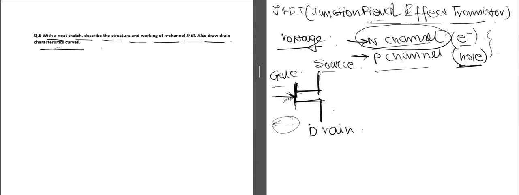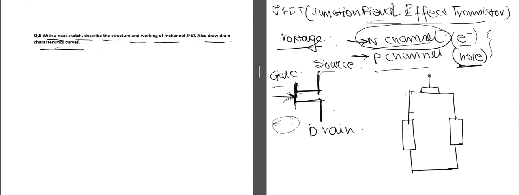Now let us draw the N channel JFET. As I have said, the channel will be of N type, and on either side of the channel we will have a P-type substrate. This is our drain terminal. This is P-type material, and the channel is of N-type. This wide region between the two P-type materials is the channel region.